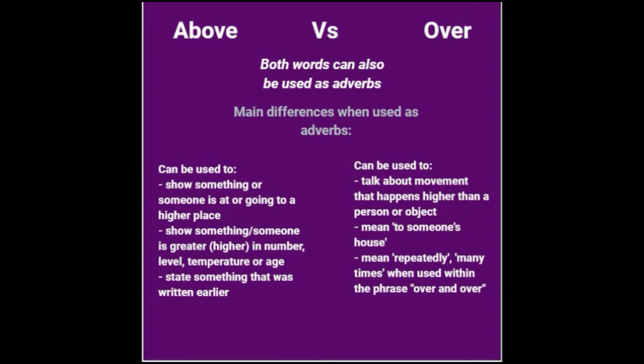So, for example, when something is 0 degrees, then we can say, oh, the temperature today is above 0. But if the temperature was 30 degrees, for example, we could say the temperature today is above 20 or over 20. When we are using it in this sense, the words are interchangeable.